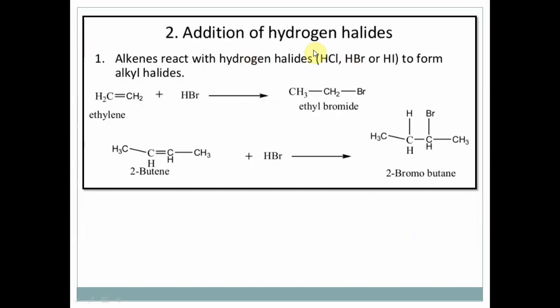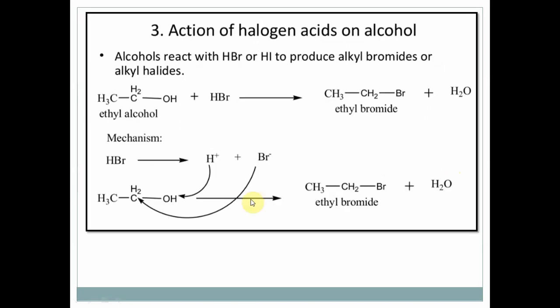Now, addition of hydrogen halide. Alkenes have a carbon-carbon double bond and react with hydrogen halides like HCl, HBr or HI to form alkyl halides, ethyl bromide, like this. If we have 2-butene, then we get 2-bromobutane. So this is another method of generating alkyl halides.